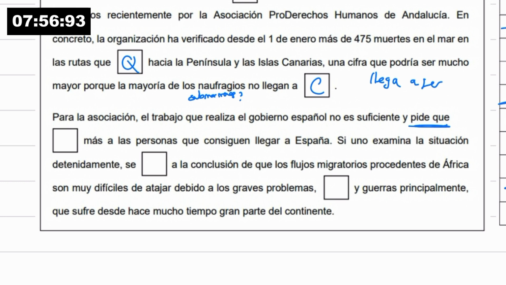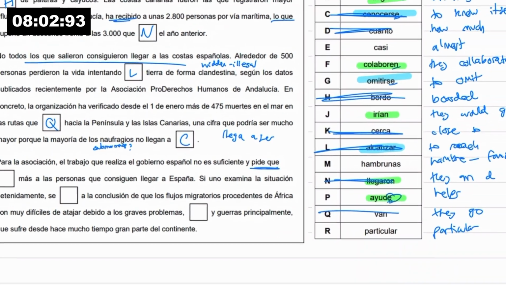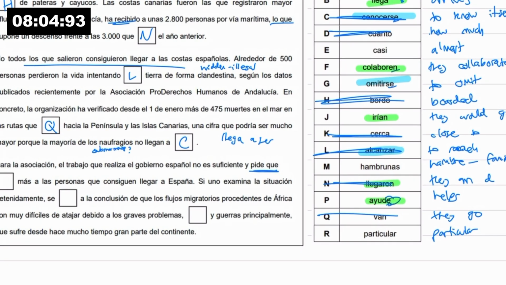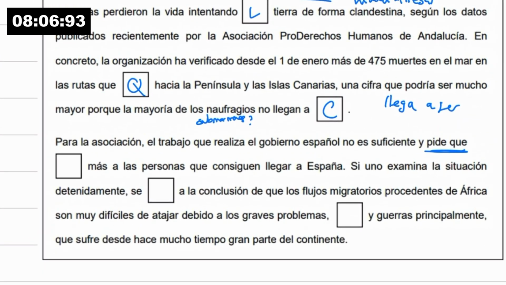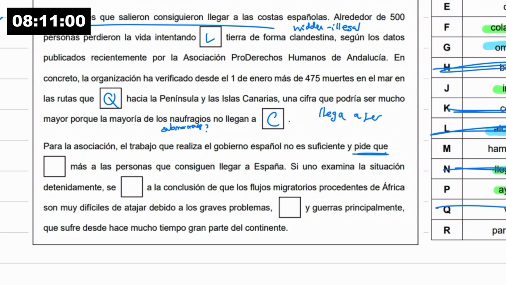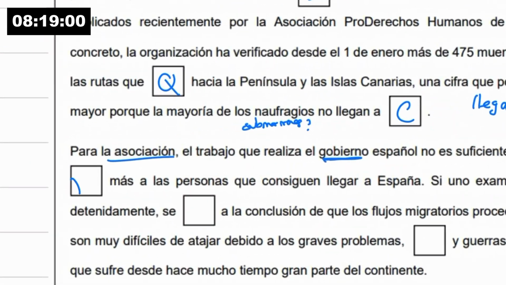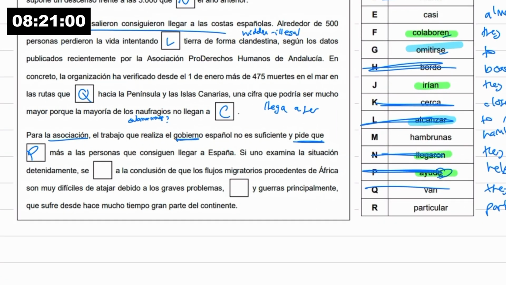Y pide que, this is your subjunctive, right? Like quiero que, pedir que. So, ayude was the only one, and colaboren. They were both subjunctive, weren't they? Because colaborar is the AR verb. Y pide que el gobierno. So the association is asking the government. The government's a singular thing. So ayude is a letter P. That one's quite easy because it's subjunctive.